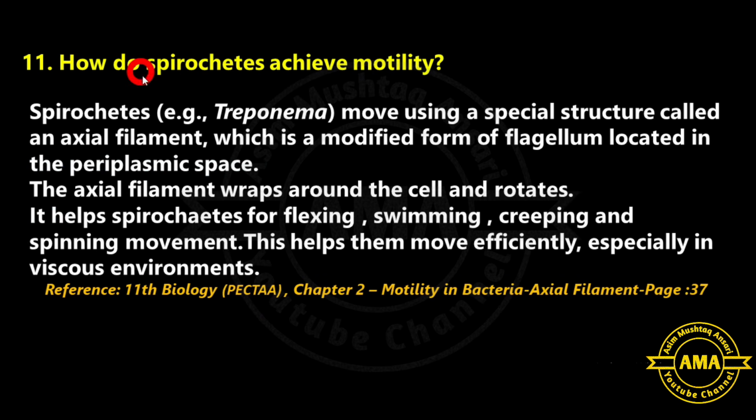Next is: how do spirochetes achieve motility? Spirochetes, like Treponema, move using a special structure called an axial filament, which is a modified form of flagellum located in the periplasmic space. The axial filament wraps around the cell and rotates. It helps spirochetes in flexing, swimming, creeping, and spinning movement. This helps them move efficiently, especially in viscous environments.